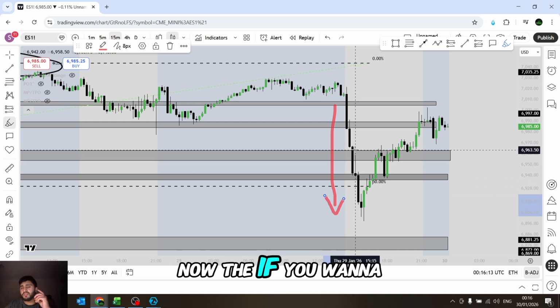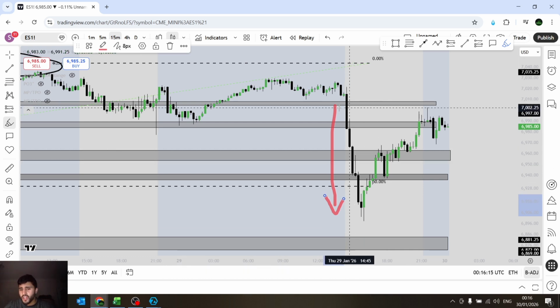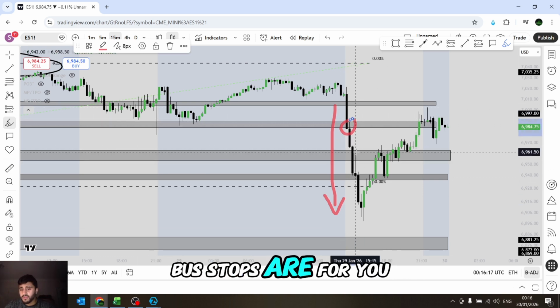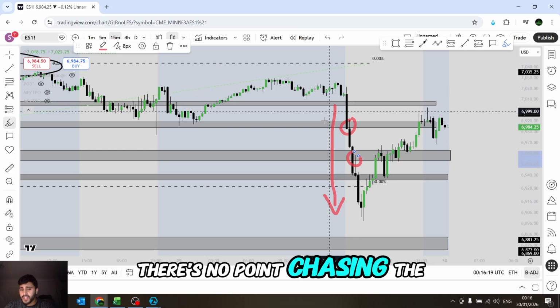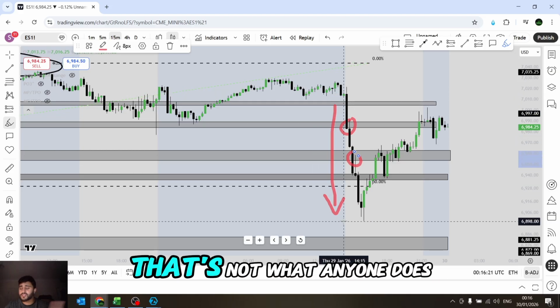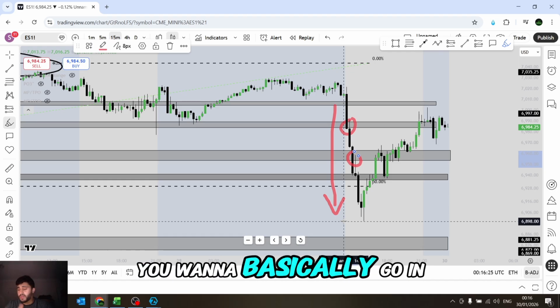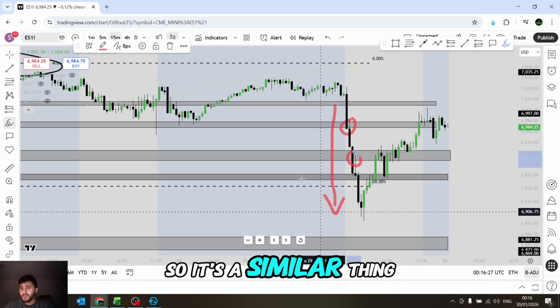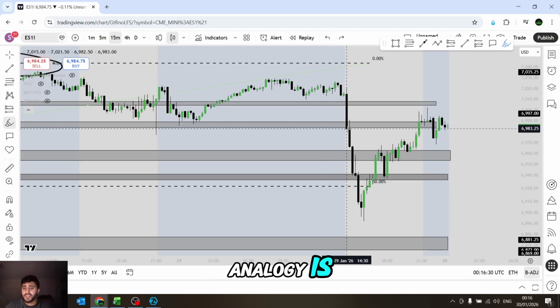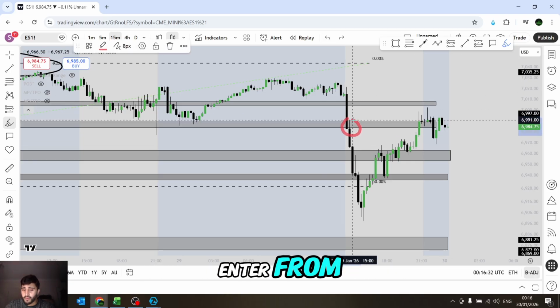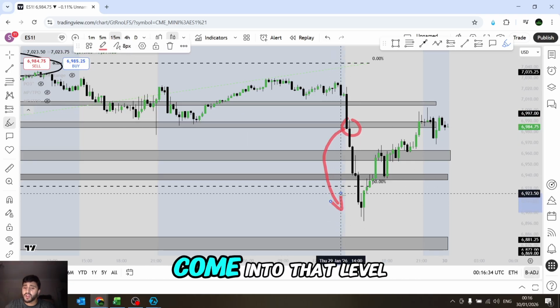Now, if you want to catch a bus, you want to know where those bus stops are for you to get on board, right? There's no point chasing the bus across the road. That's not what anyone does. You want to wait for the right bus stop, and then go in the right direction. It's a similar thing in the markets, where the analogy is you want to know where to enter from, and then you want to know what to do when you come into that level.